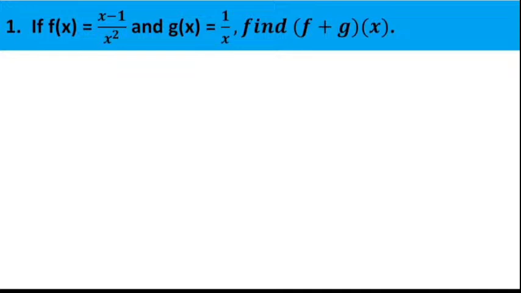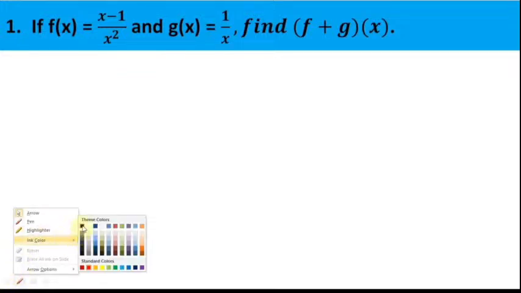So today we will discuss how to find the sum of the given functions, part 2. So ang given natin is a fractional form. So number 1, we have: if f of x equals x minus 1 over x squared and g of x equals 1 over x, find the sum of the given function. So let's try to solve this problem.